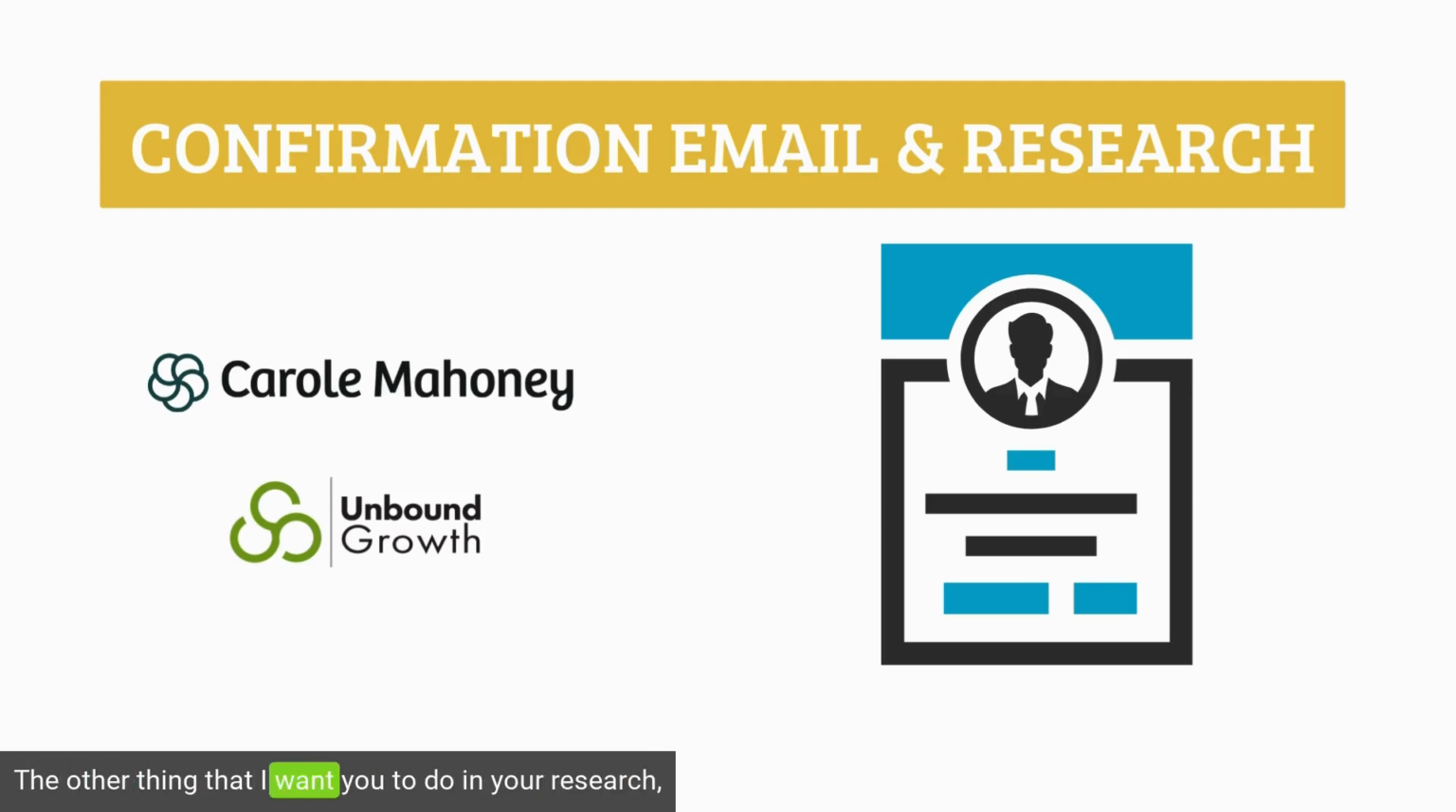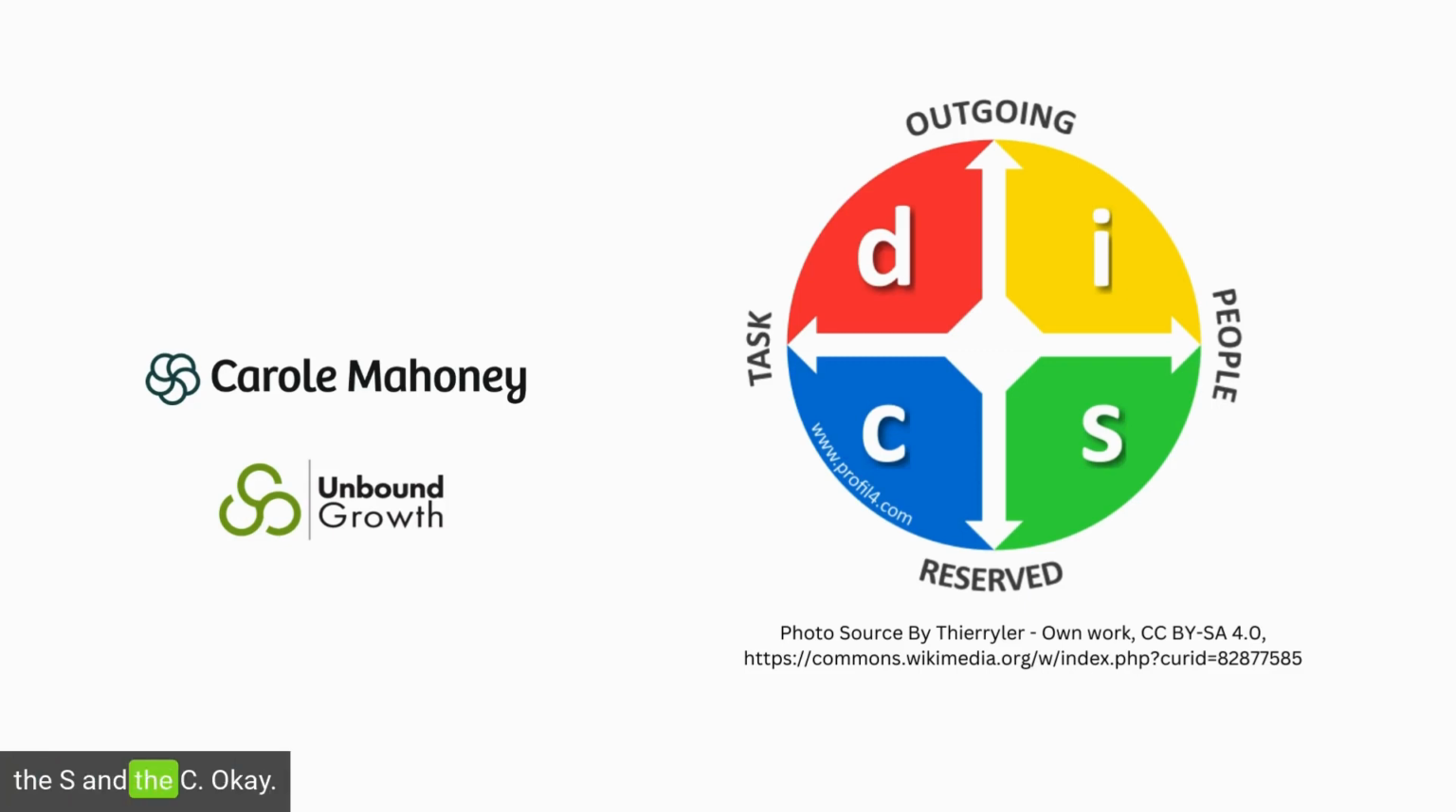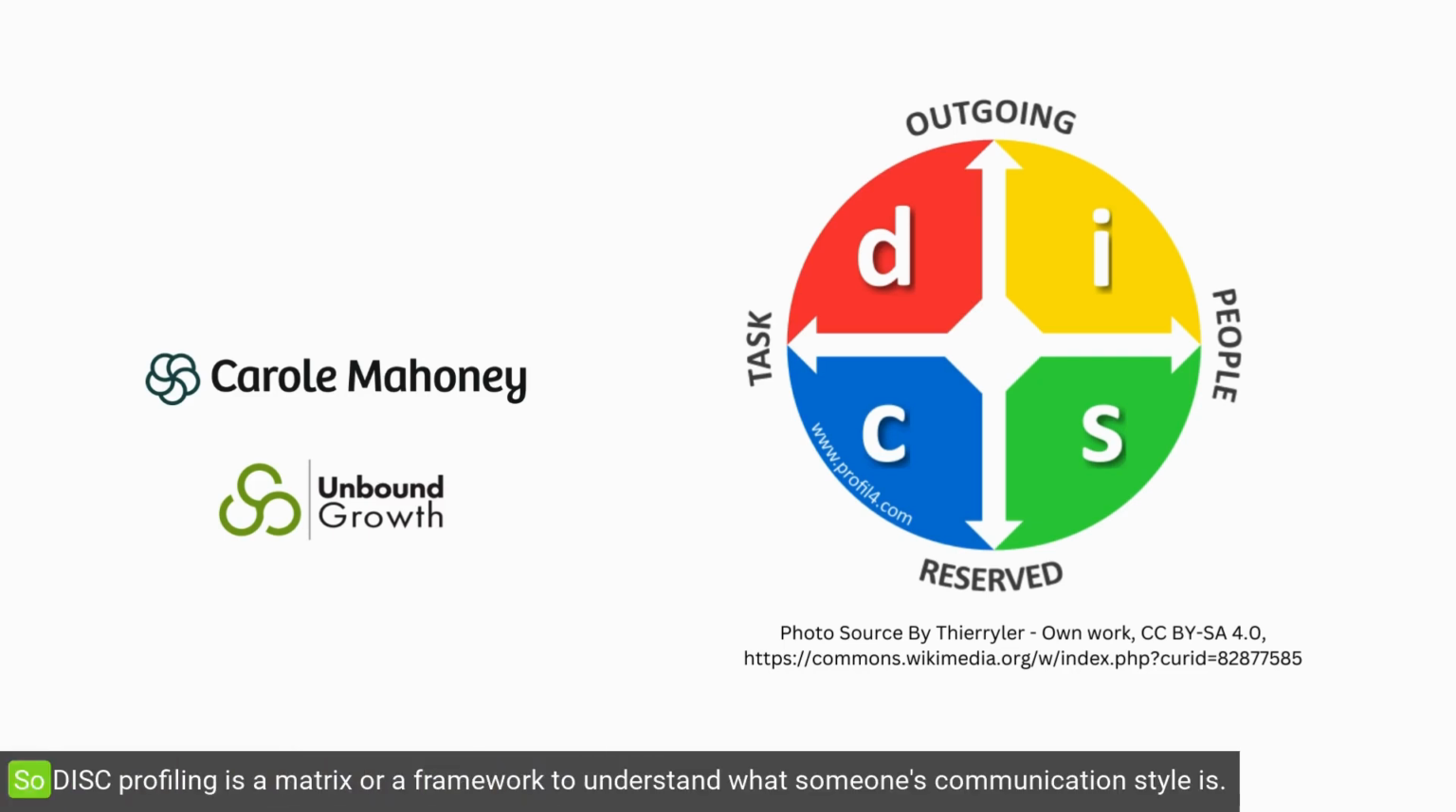The other thing that I want you to do in your research, have you heard of DISC profiling, where you have the dominant, the I, the S, and the C? Okay, so we'll do a quick brief preview of that. So DISC profiling is a matrix or a framework to understand what someone's communication style is.